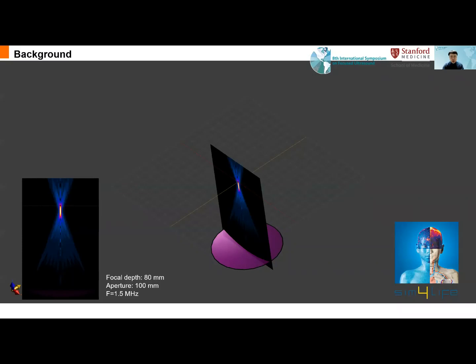HIFU technique has achieved numerous successful cases based on the precise targeting and monitoring techniques. This slide shows a typical HIFU beam pattern formed in a homogeneous medium and was calculated using a simple acoustic simulator. In general, the HIFU focal point is displayed on the monitor of the HIFU device. The manufacturer provides this geometric information.